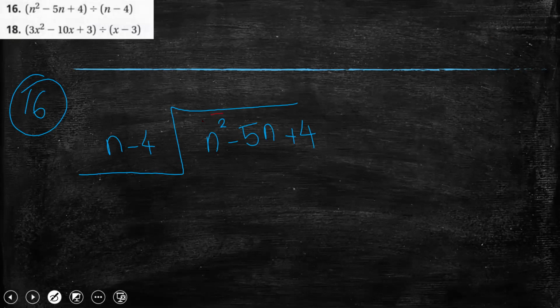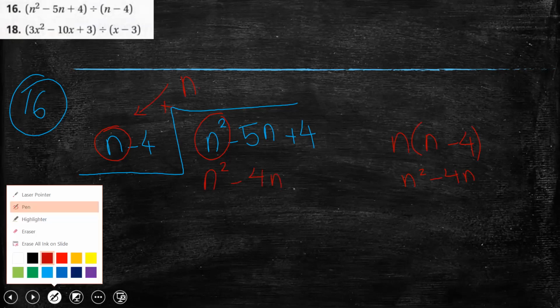Where's the first term here? It is n squared. And here it is n. N squared over n will be n. So n times n is n squared. Yes. So here you have to multiply. When you go back here, you have to multiply n with the whole divisor. So it is n squared minus 4n. Yes. Then the third step.